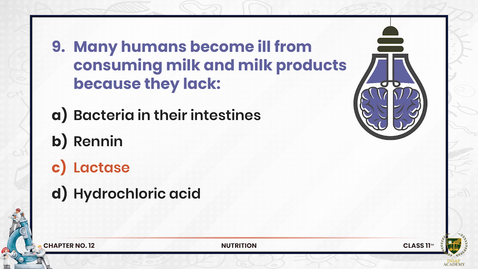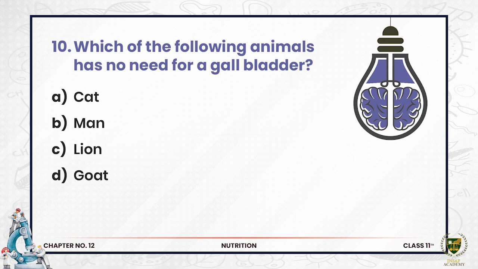And number 10, which of the following animal has no need for a gallbladder? So what is the gallbladder needed for? For bile, for its secretion, and what is bile needed for? For emulsification of fats. So: alpha, cats; beta, man; Charlie, lion; and delta, goat. Goats, you know, do not eat fats, so they do not need to emulsify them. So they do not need the gallbladder. So the correct answer is delta.